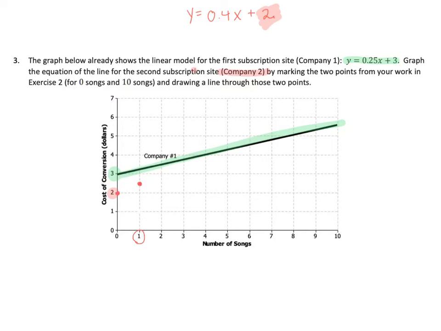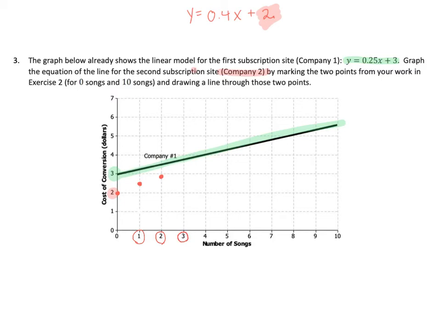Okay? For 2 songs, well, let me solve this real quick. If you pay for 2 songs, each one's 40 cents, so that's going to be 80 cents plus the $2 monthly fee. So this is going to be $2.80. It's going to be right before the 3.